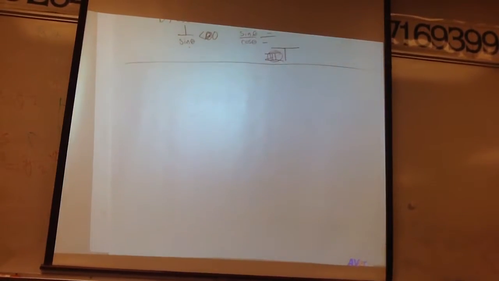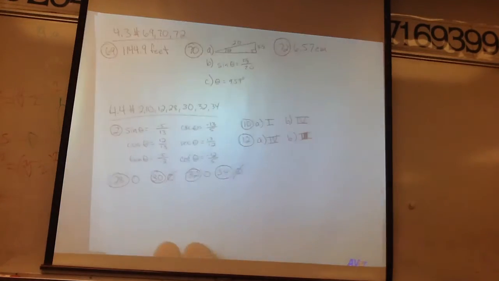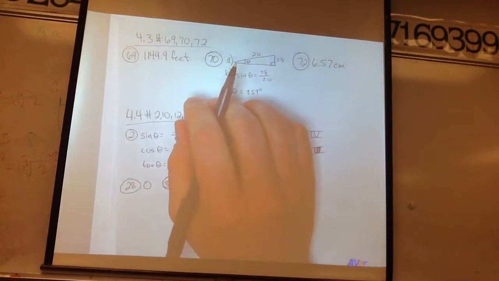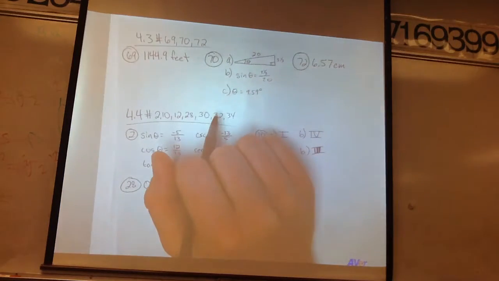What else? Oh, I had a question about number 70. 70 is pretty self-explanatory. No, I'm just wondering how you got that 9.6, and I got 10.